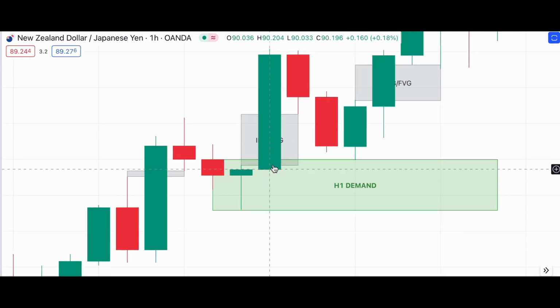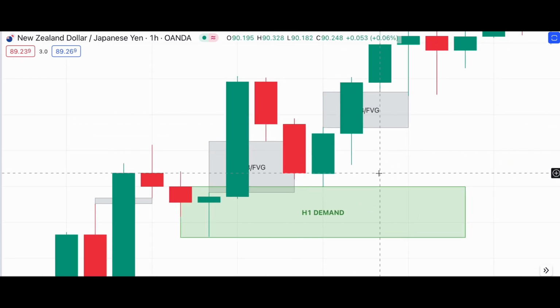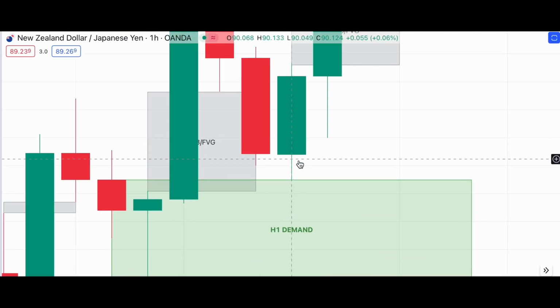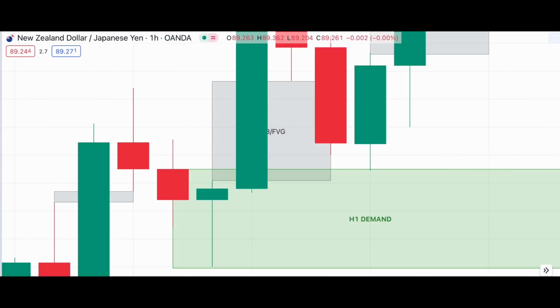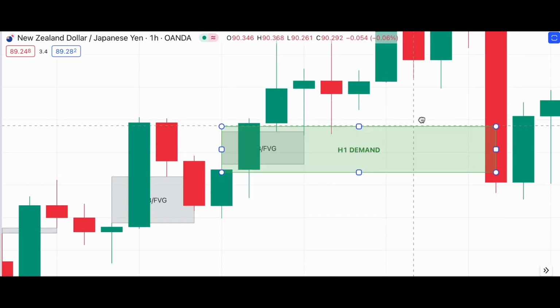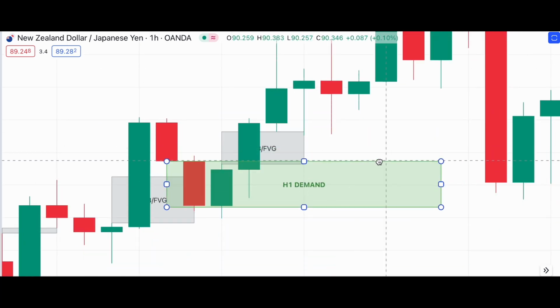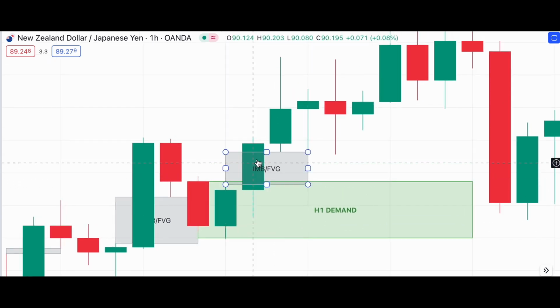So this demand zone also creates the imbalance in between. So for me, this zone is a good zone. As we can see, the price, a very sharp sniper entry, touched the zone and flew. So right here, we have another new zone again. This zone also has created the imbalance.